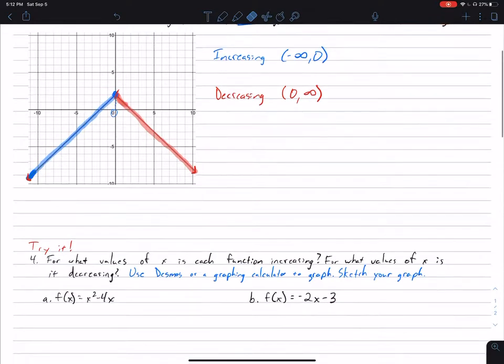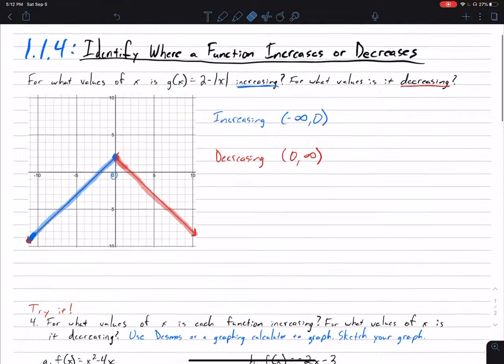So try it problem. Again, ask for what values of x each function is increasing, and when is it decreasing. Use either Desmos or a graphing calculator. You need a graph, and you need an accurate graph to be able to determine when it's increasing and decreasing. And that's all.